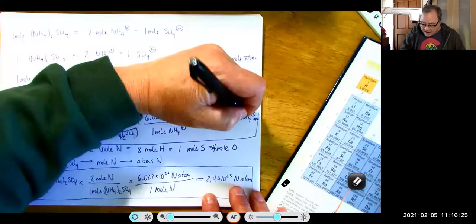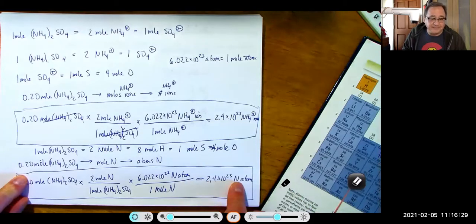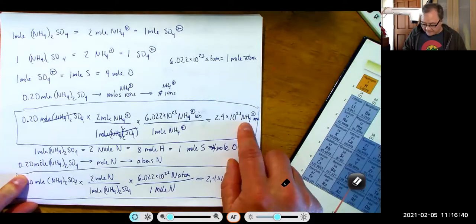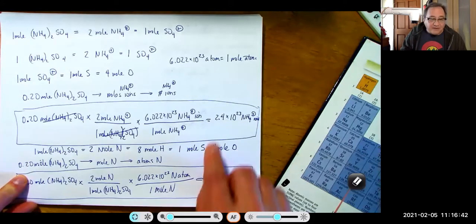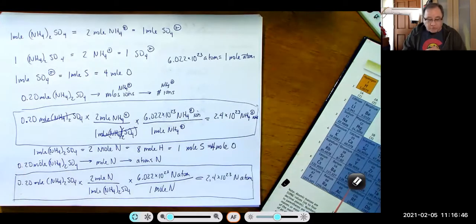Does that make sense? That if you have that many ions, you'll also have that many nitrogen atoms? I think it does. And so based on that, how many hydrogen atoms would you have? 4 times that, right? Okay, but this is how you show the work for those problems. Any questions about that?